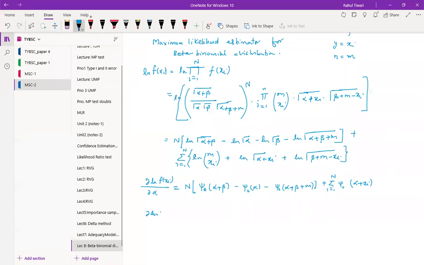Let me know if you have any queries for this. Just check whether I'm writing correctly or not. So it's n times the derivative with respect to beta. Again we get a digamma function with alpha plus beta, minus this is 0. So digamma of beta, minus, and now this term is 0, this term is 0, we will get the digamma function of beta plus n minus xi.